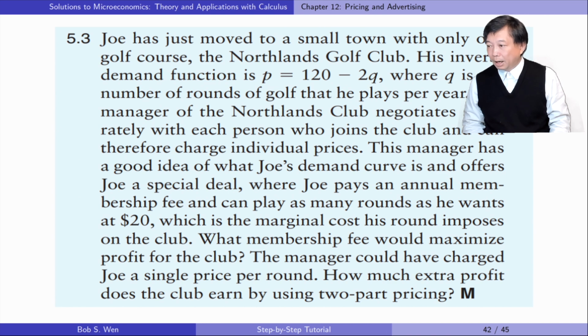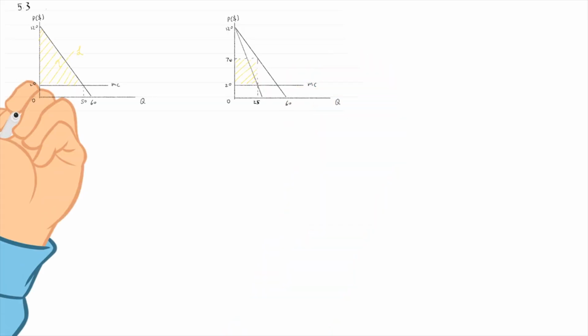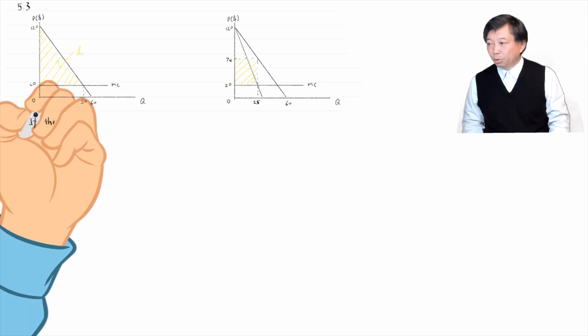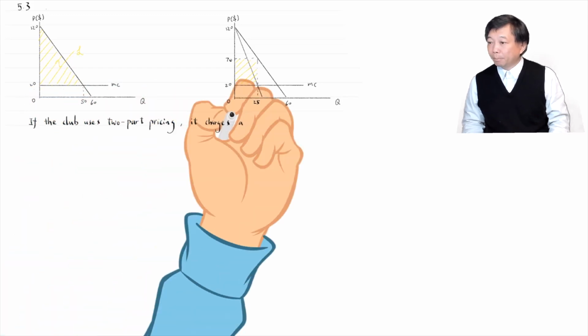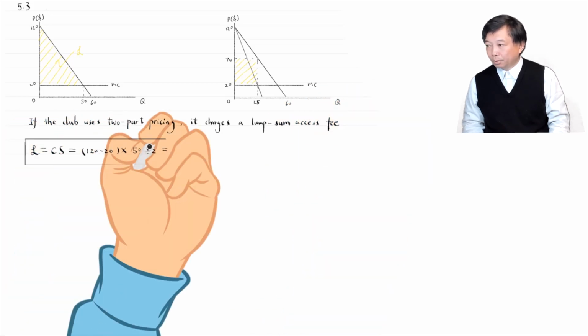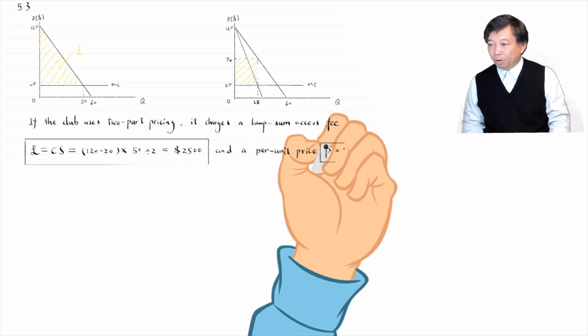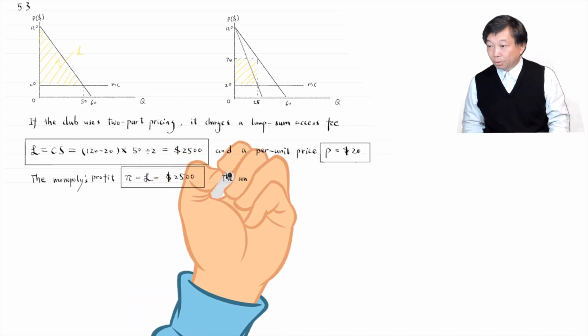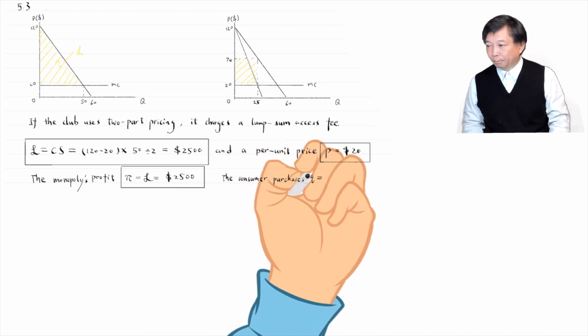The manager could have charged Joe a single price per run. How much extra profit does the club earn by using two-part pricing? As the graph shows, if the club uses two-part pricing, it charges a lump sum access fee equal to the consumer surplus, $2,500, and a per unit price of $20. The monopoly's profit is the access fee it collects, $2,500. The consumer will buy 50.